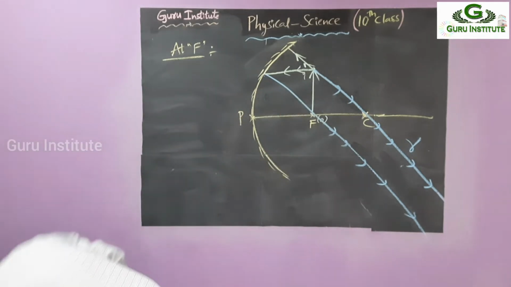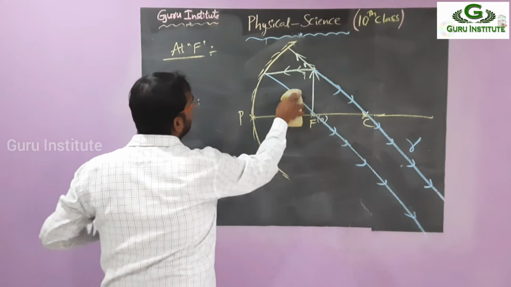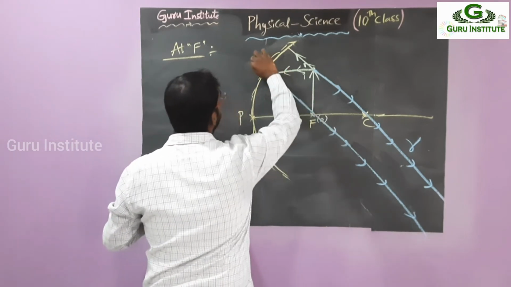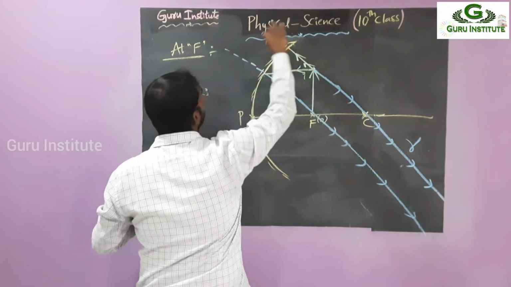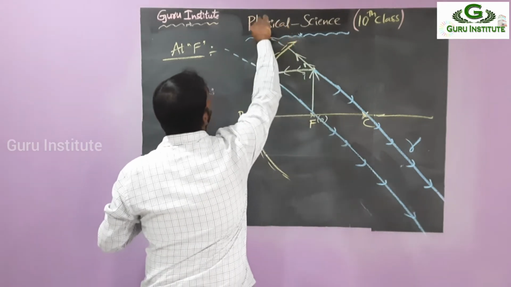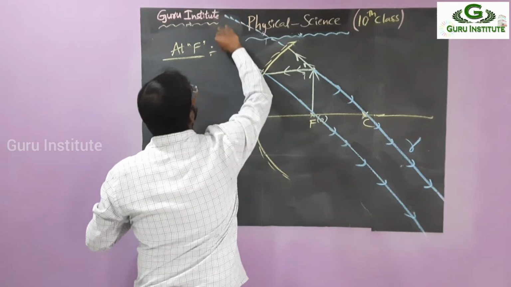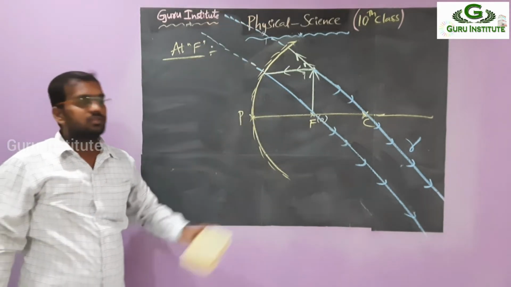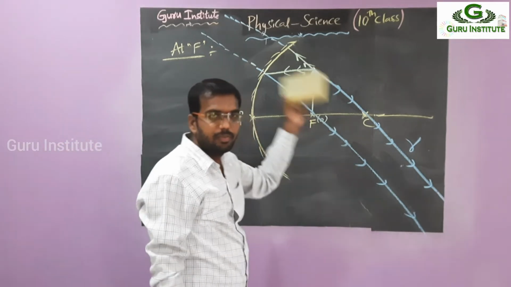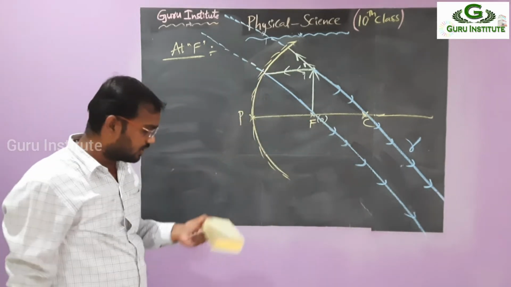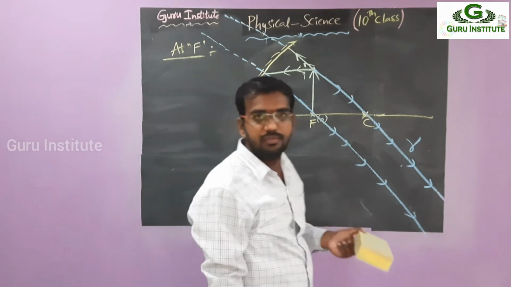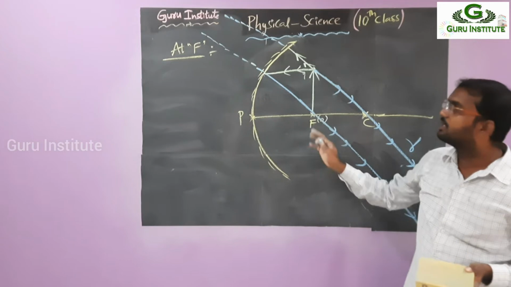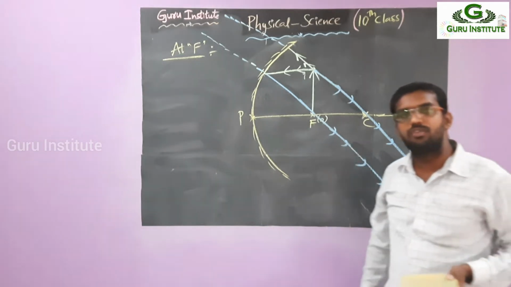If you extend it to the back side also, they do not meet at any point. Just observe this. Is there any meeting point? From the front side there is no meeting point, and from the back side also no meeting point. Then what can we observe? Here the image is not found. We have been told that wherever reflected rays meet, the image is formed. Then here the image is not found.